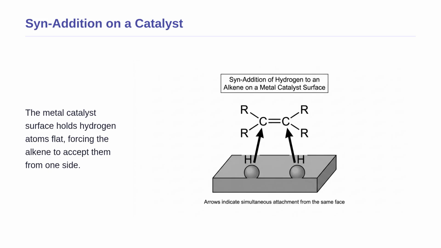Let us visualize exactly how this syn addition happens on the metal surface. In this diagram, the flat grey block at the bottom represents the solid metal catalyst. Notice how the surface holds the two hydrogen atoms flat against it, waiting for the alkene to approach. When the alkene molecule, shown above with its double bond, lands on the metal surface, it can only touch the hydrogens with its bottom face. Therefore, both hydrogen atoms are forced to bond to that exact same face simultaneously, completely preventing attachment from opposite sides.